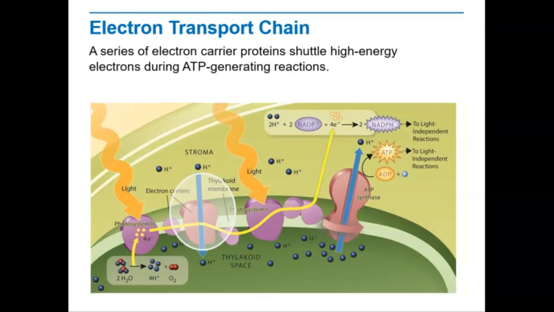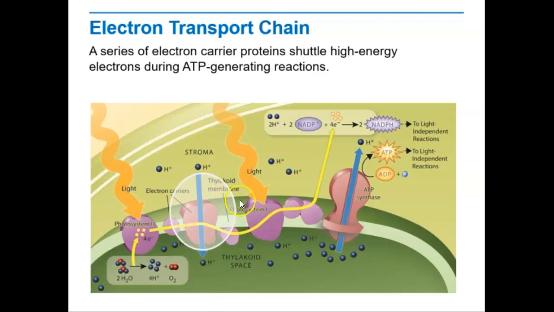All right, the next step is the electron transport chain. So this is a series of electron carrier proteins, and they shuttle high energy electrons during ATP generating reactions. So when we look at this, you may wonder, what happens to the electrons as they move down the electron transport chain, right? So energy from the electron is used by the proteins in the chain to pump hydrogen ions from the stroma into the thylakoid space. So here you see those hydrogen ions. The energy from these electrons is being used to pump these hydrogen ions into the thylakoid space.